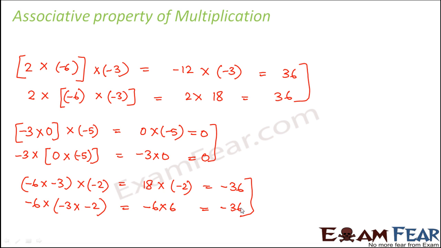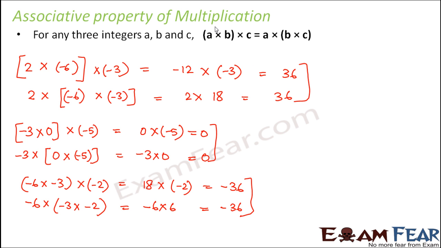Therefore, looking at these examples, we can say that for any three integers a, b and c, (a into b) multiplied by c is equal to a into (b into c). So whether you perform this multiplication first or you perform this part first, that really doesn't affect the product. So the product still remains the same. So both the commutative property and the associative property prove that the order of the integers doesn't really matter much. So in whatever order you multiply integers, the product will remain the same. So here we proved that the product of three integers doesn't depend on the grouping of integers.